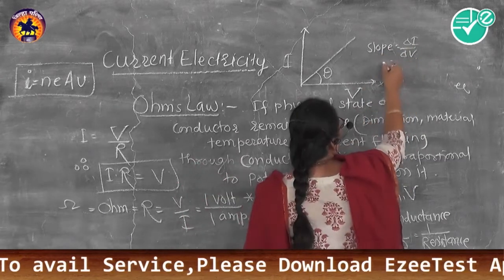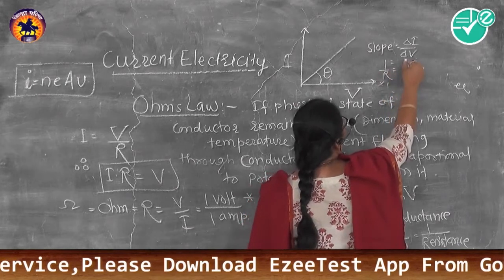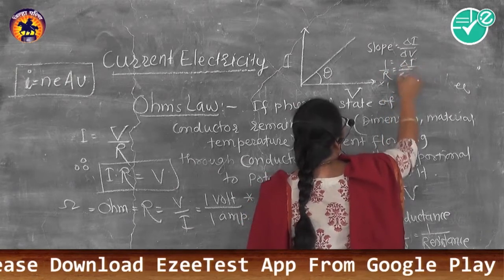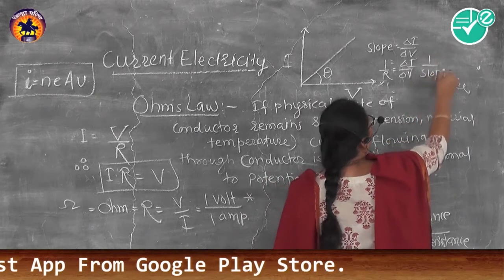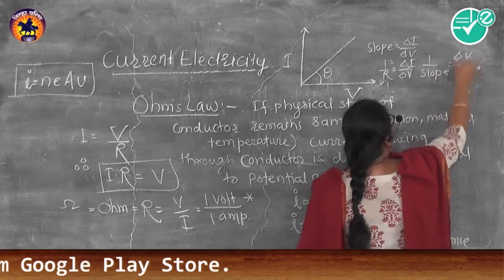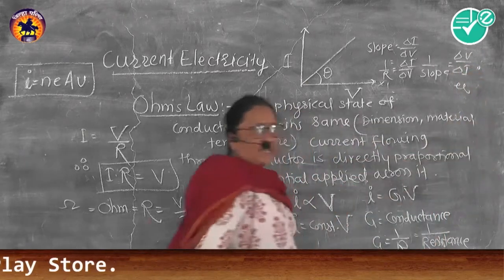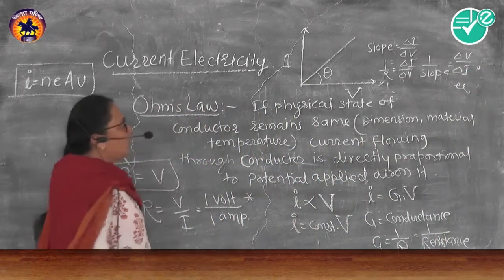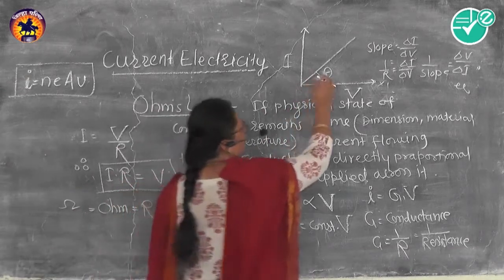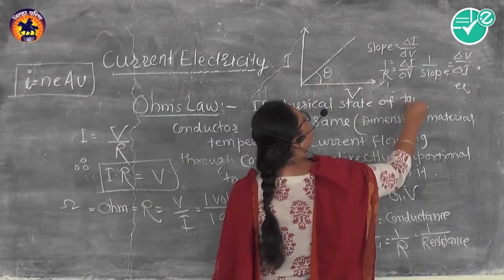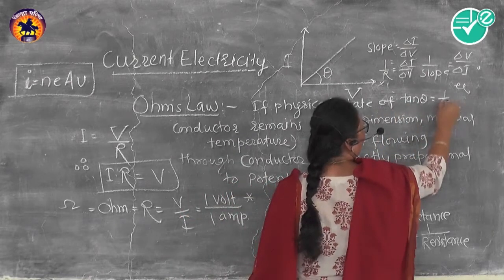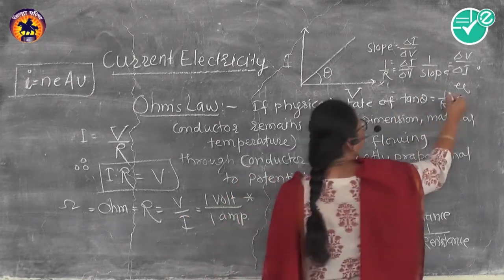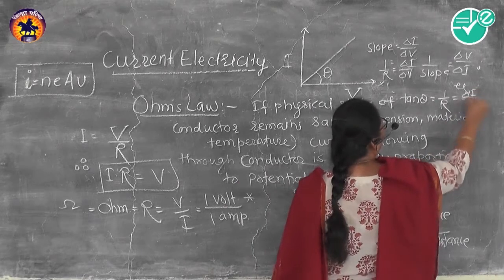So 1 by R is equal to delta I by delta V. That means if we use 1 by slope, then it will give us delta V upon delta I. And at the same instant, this is nothing but tan of theta. If we take the slope, tan of theta is equal to 1 by R, that means the ratio of delta I by delta V.